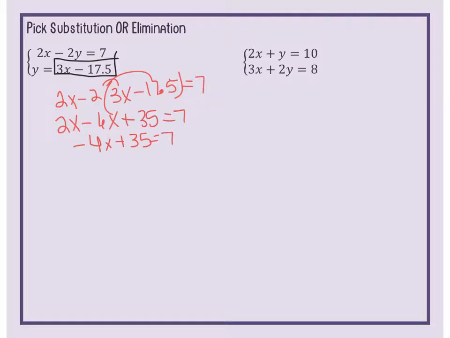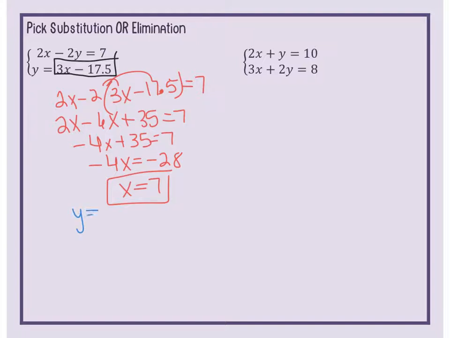The next step is to subtract 35 from both sides. Next step is divide by negative 4, and I get x equals positive 7. Now I'm going to come back to the equation that was already solved for y, and I'm going to plug that 7 into the x value.